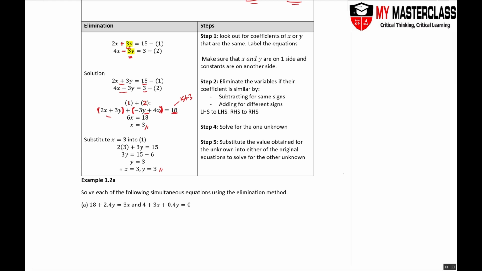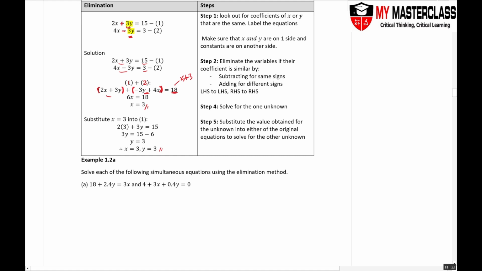Once you are done with that, you substitute x equals 3 into either of the equations, whichever you prefer, but normally try and work with those that have smaller coefficients. So you sub into equation 1 because equation 1 only has 2x compared to 4x in equation 2. Sub your value of x inside, solve for y, you get y equals 3. Then you end with a final statement: therefore x equals 3 and y equals 3. That's a very simple example of your elimination method.